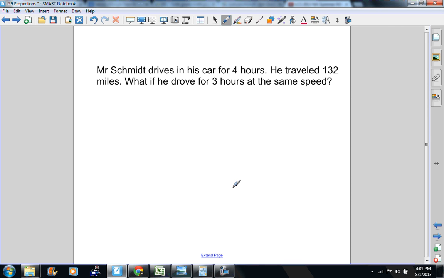Okay, so now we can deal with some story problems. I think there's two. Yep. So Mr. Schmidt drives in his car for 4 hours and he traveled 132 miles. If he drove in his car for 3 hours at the same speed, how far would he go? The easiest way to do this is to make a proportion. So I have 132 miles and I drove that over 4 hours. Now I want to know how many miles I drive, so that's what we're trying to figure out. So x miles over 3 hours. Now it's important that these matched up, hours to hours, miles to miles.